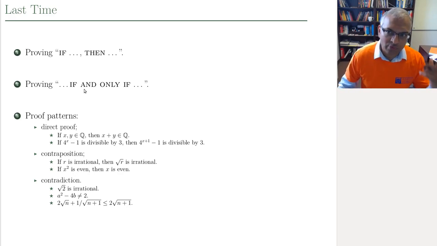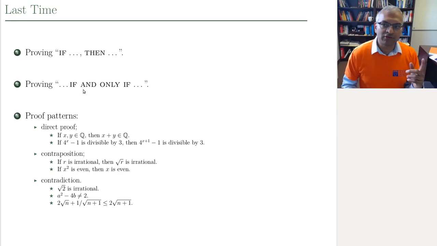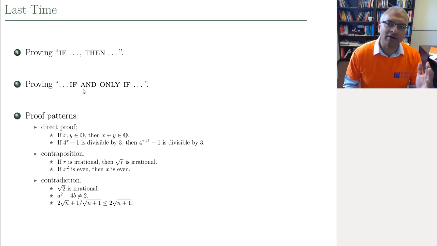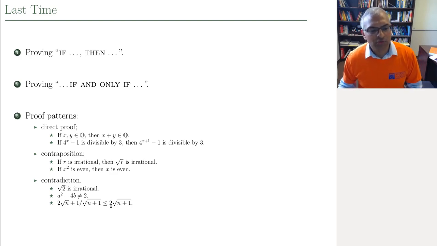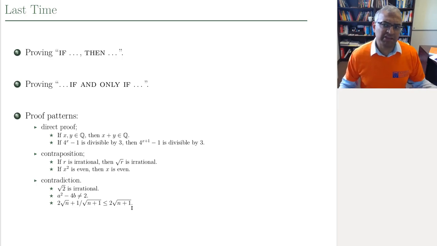We used that to prove that the square root of 2 is irrational. We used that to prove that for any integers a and b, you cannot arrange it so that a squared minus 4b is equal to 2. And you can try your hand at this reasonably ugly-looking formula, where we're saying that twice the square root of n plus 1 over the square root of n plus 1 is less than or equal to twice the square root of n plus 1. It's just a mathematical formula. Try to prove it. One relatively straightforward way is to assume it's false and come up with nonsense. And once you come up with nonsense, boom, it must be true.